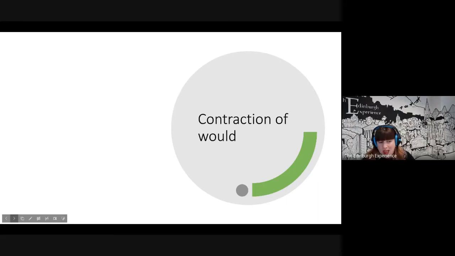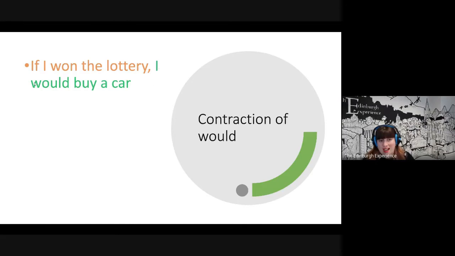We need to contract the auxiliary would. Okay, so if I have this sentence here, if I won the lottery, I would buy a car. You're never going to hear an L1 speaker of English in a fluent conversation say, I would buy. They're going to contract this, right? And they're going to say, I'd buy a car. Okay.